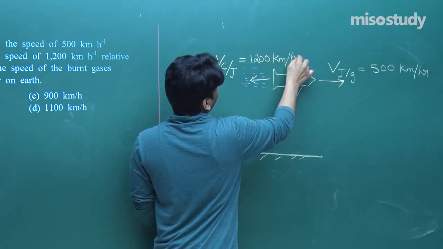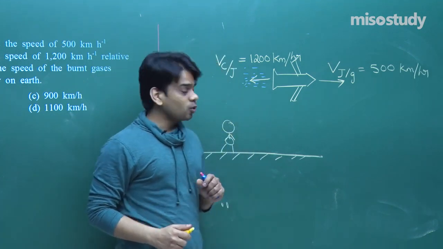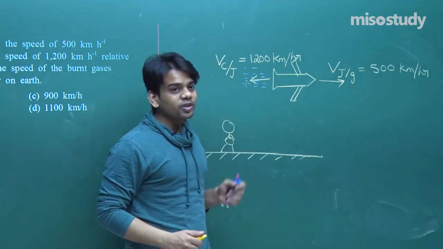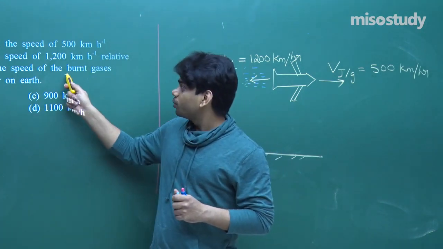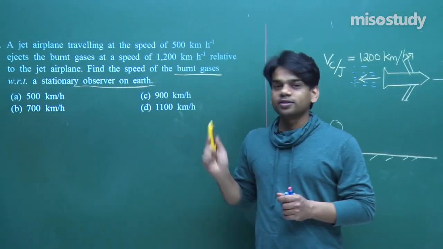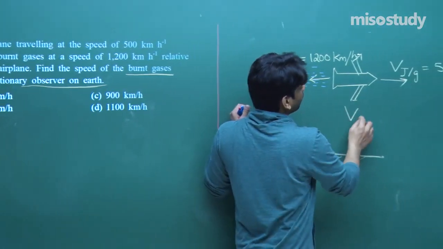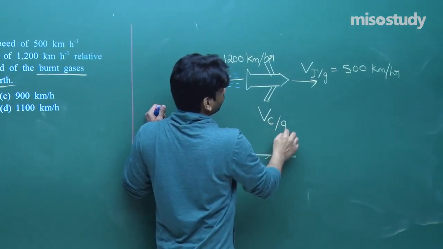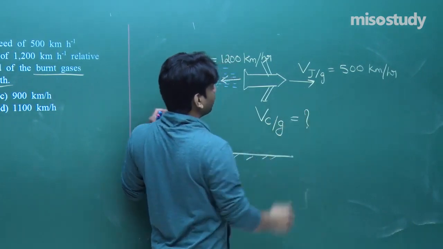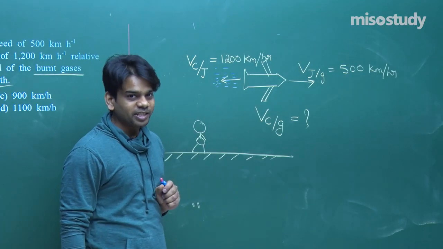1200 km per hour. Now you see this, we have to find out what is the speed of the combustible gases. Find the speed of the burn gases, that is the combustible gases, with respect to a stationary observer on Earth. That means you have to find out the velocity of combustible gases with respect to ground. This is what we are looking for. I have shown you everything with direction here.